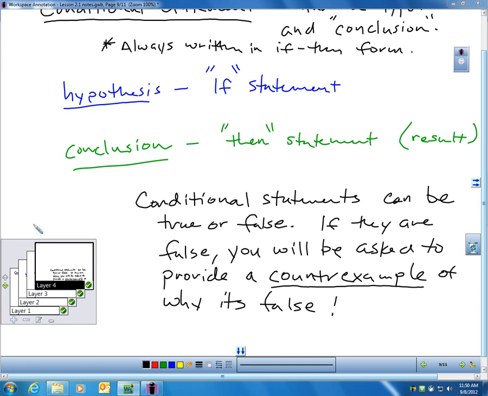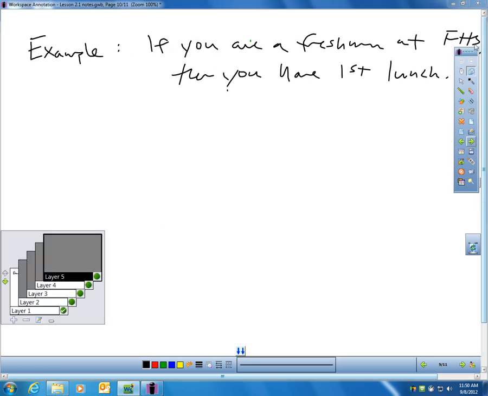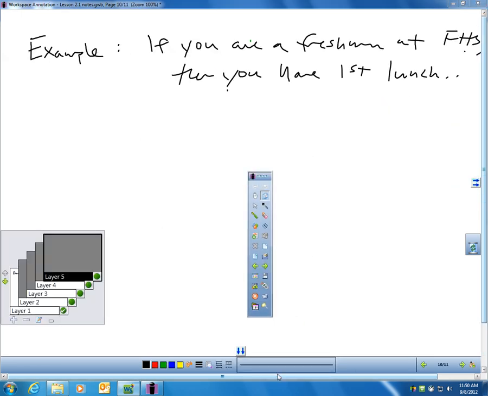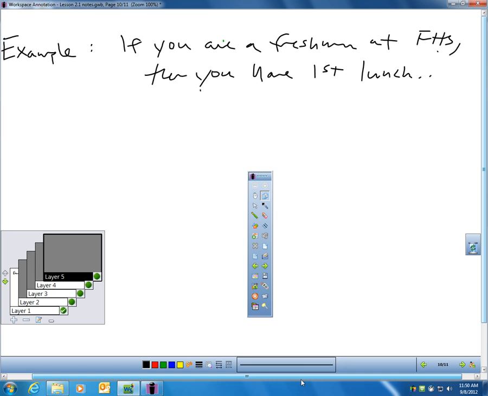In this section, you will be given conditional statements. You will be asked to determine what part of the statement is the hypothesis and what part of it is the conclusion. And if it's true, you'll just say it's true. But if it's false, you will be asked to provide a counterexample. A counterexample means give me an example of why that is false. So I wanted to do a non-math example first, something that I thought would be easy for you to think through and not be confused with the mathematics of it.